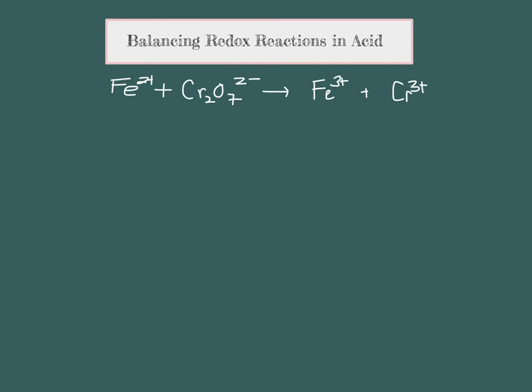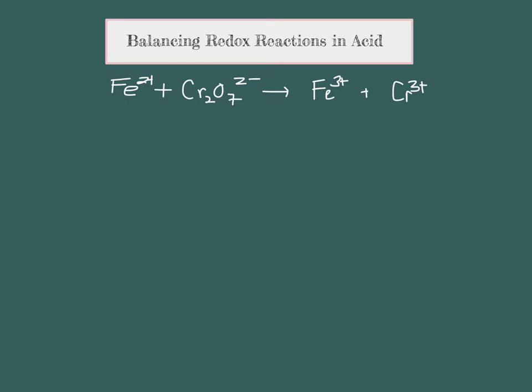When you're trying to balance a redox reaction, you have to check to see if the problem is implying that the reaction is happening in acid or base. If your problem says that you're balancing a reaction that is in acid or in an acidic environment, follow these steps. The first step to any redox reaction balancing is assigning your oxidation numbers.